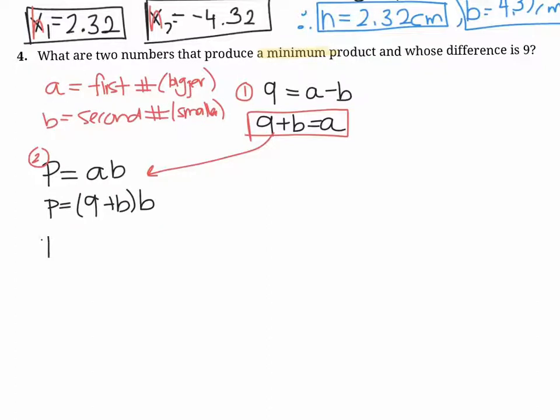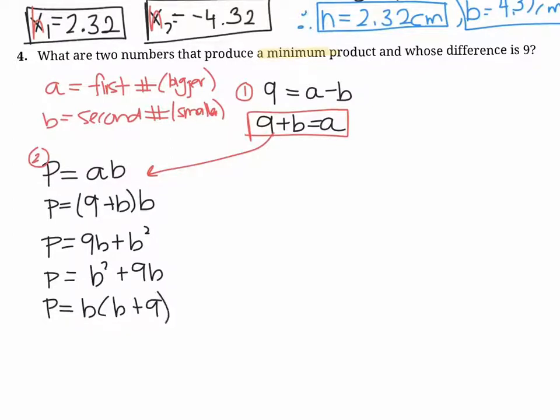We can't find the vertex unless it's at least in standard form. So let's expand this here. We've got b squared plus 9b. Now we've got to find the vertex. In the previous, or two questions ago, we did completing the square. I'm going to do this by factoring, okay? I'm factoring. I'm going to find the x-intercept. So here I go with the factoring. I factored this guy, and I'm going to find the vertex.